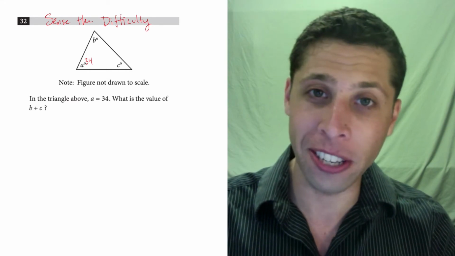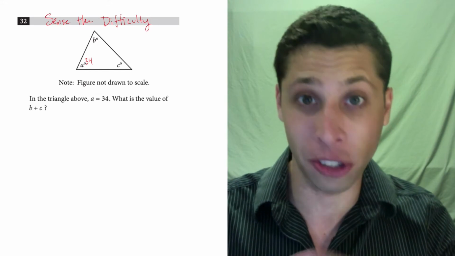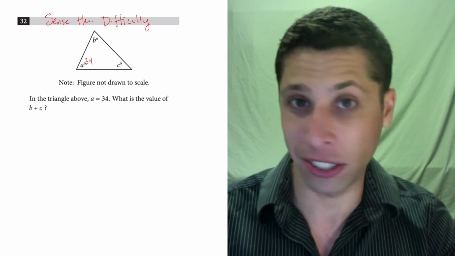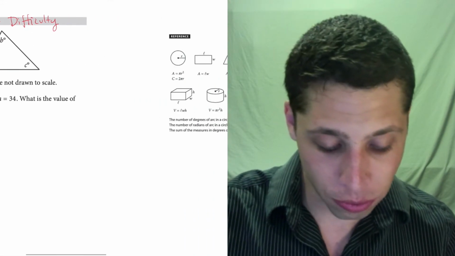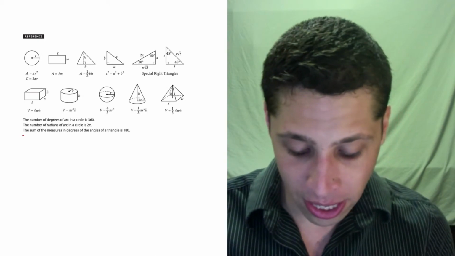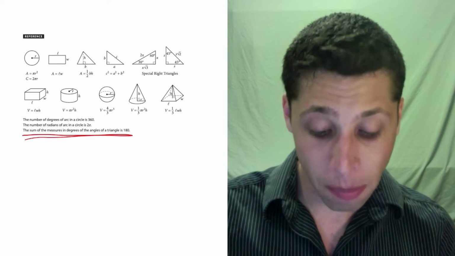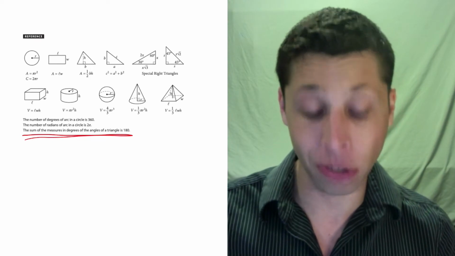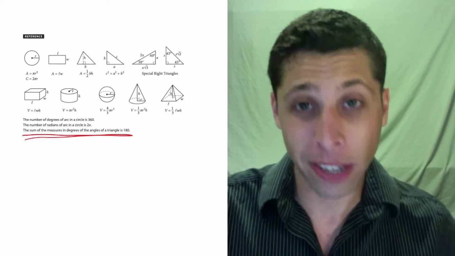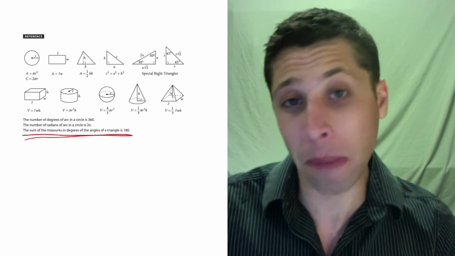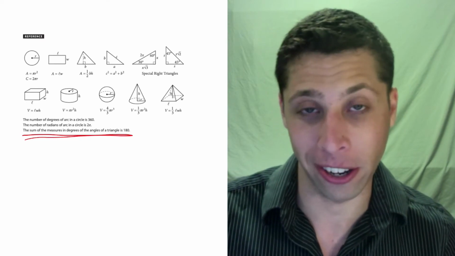Remember, there are these geometry reference charts at the beginning of every single SAT math section. So just flip back and you'll see that at the bottom they tell you the sum of the measures in degrees of the angles of a triangle is 180. So there's the fact that you're supposed to memorize, but you can get away with it here.